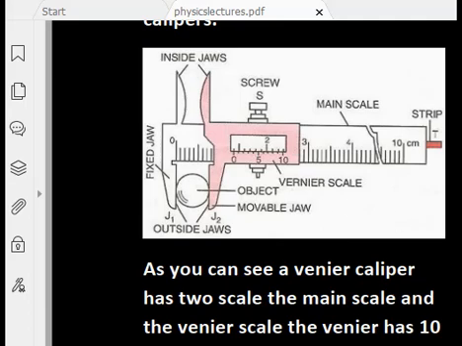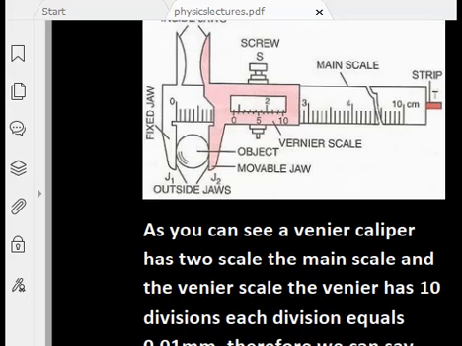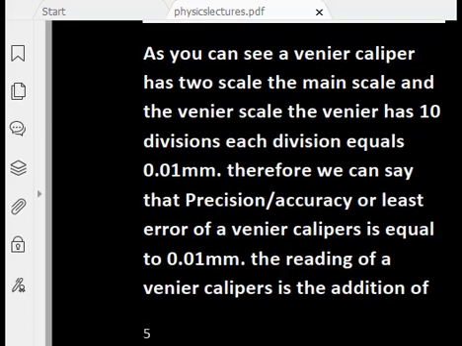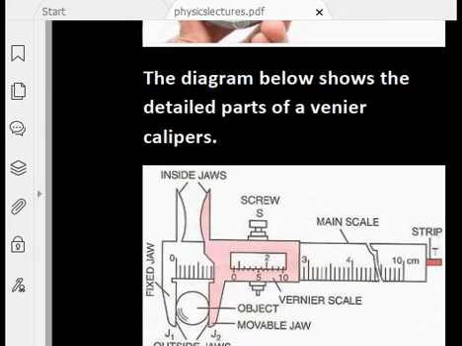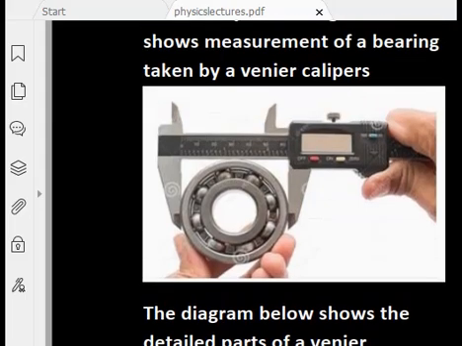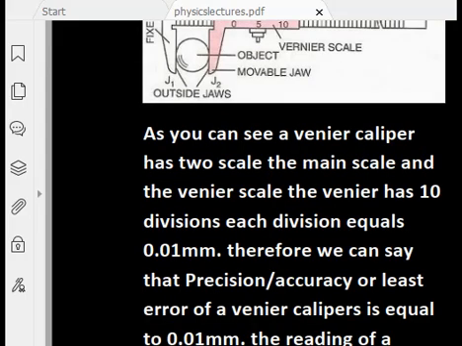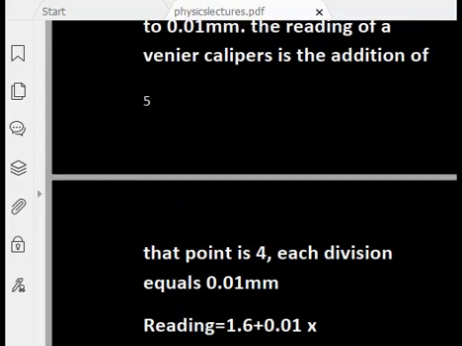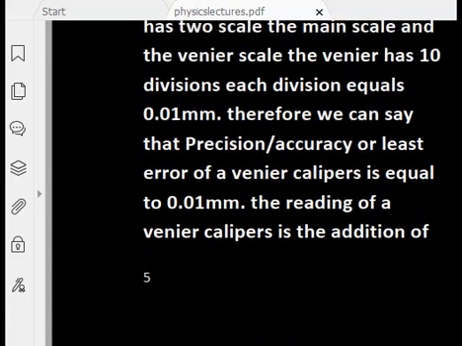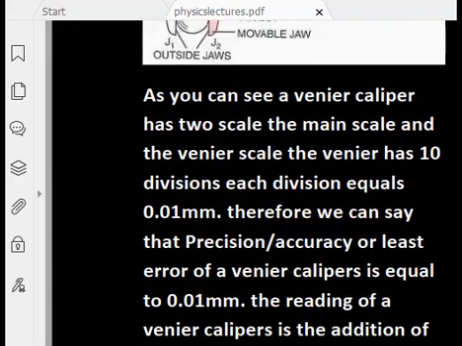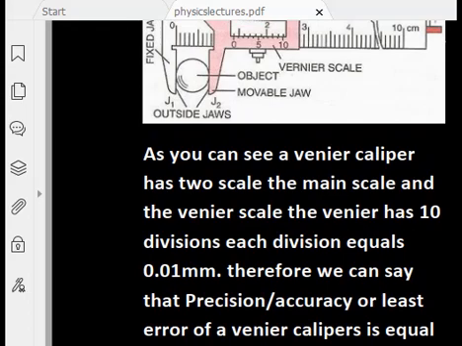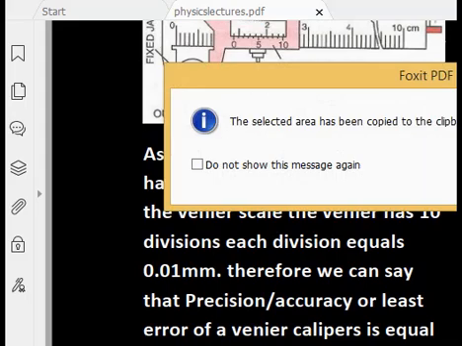Now I'm going to illustrate that in detail. How do we take a reading using a vernier caliper? So that once you see a reading being measured with a vernier caliper, you understand it. Here we go. There's a formula which we definitely need. Before then, please take note that the precision of a vernier caliper is 0.01. I'm going to take an example to illustrate this measurement.